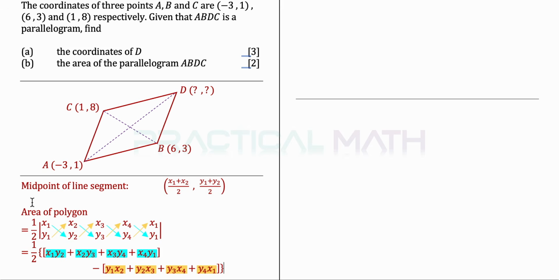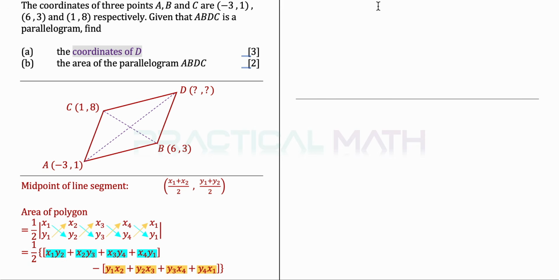Now, we only need these formulas for midpoint and area of polygon for this very short question here. Now, with this in mind, we can then start to do the question. So in part A, we are asked to find the coordinates of D.